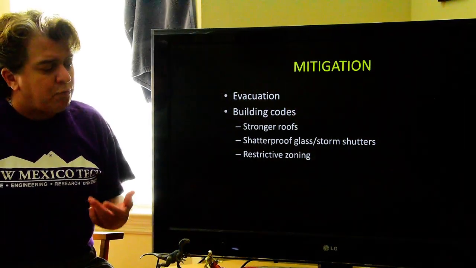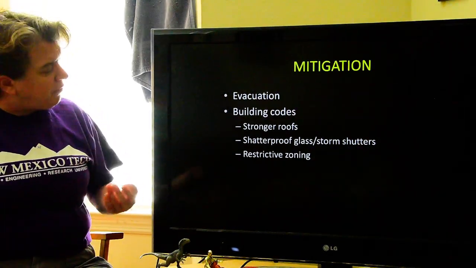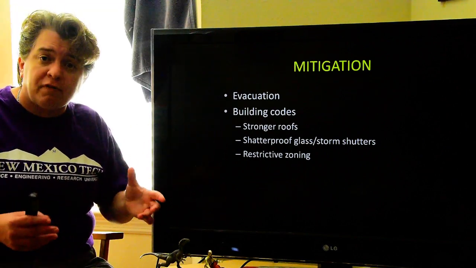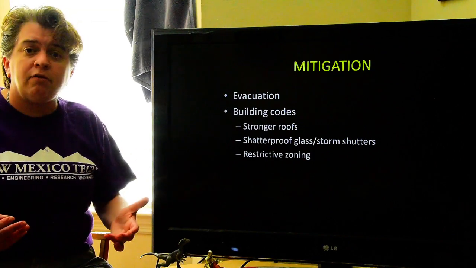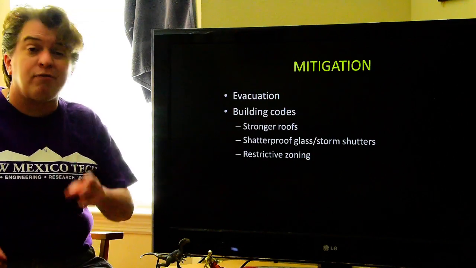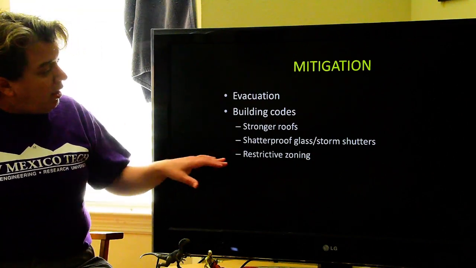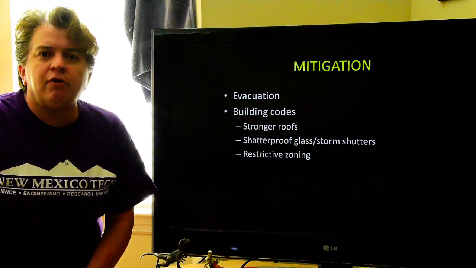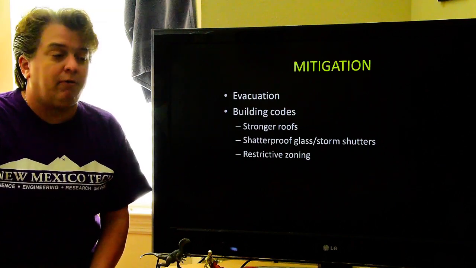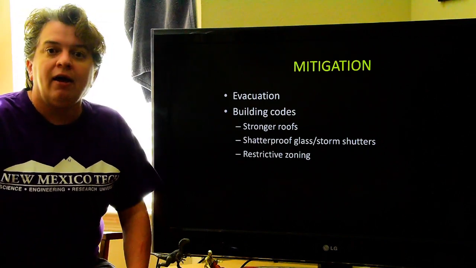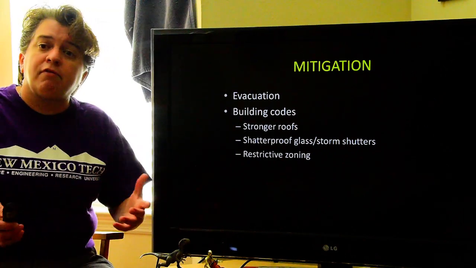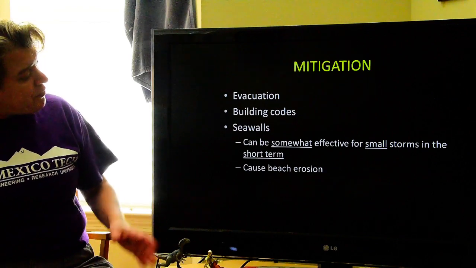So what are other things we could do for mitigation of these storms? Well, have better building codes in places, like stronger roofs on houses where hurricanes are likely to hit. Things like shatterproof glass or storm shutters, because remember all that flying debris, right? Restrictive zoning. Like, please don't build 1 foot above sea level, or like 3 feet above sea level even, a typical storm surge is going to wipe out your house. So those are some of the tactics that you can use.